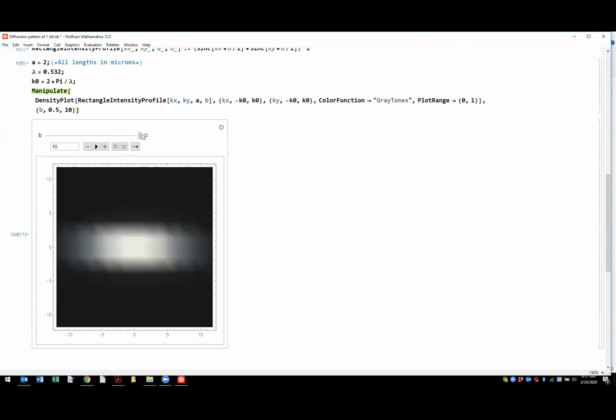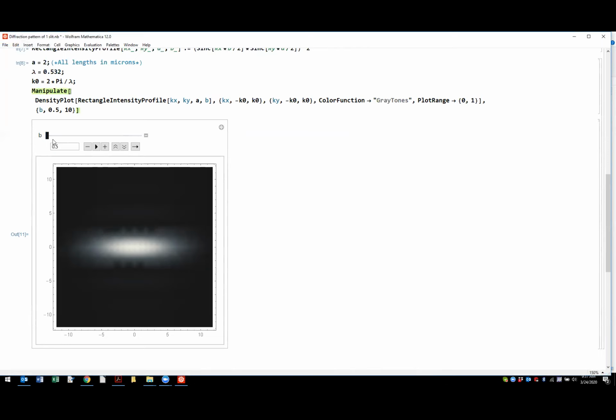And when the rectangle is very wide, our diffraction pattern is mostly vertical. When the rectangle is very narrow compared to the height, our diffraction pattern is mostly horizontal. And this is something that we're going to see over and over again with diffraction patterns. Tiny objects make wide diffraction patterns. Large objects make small diffraction patterns.